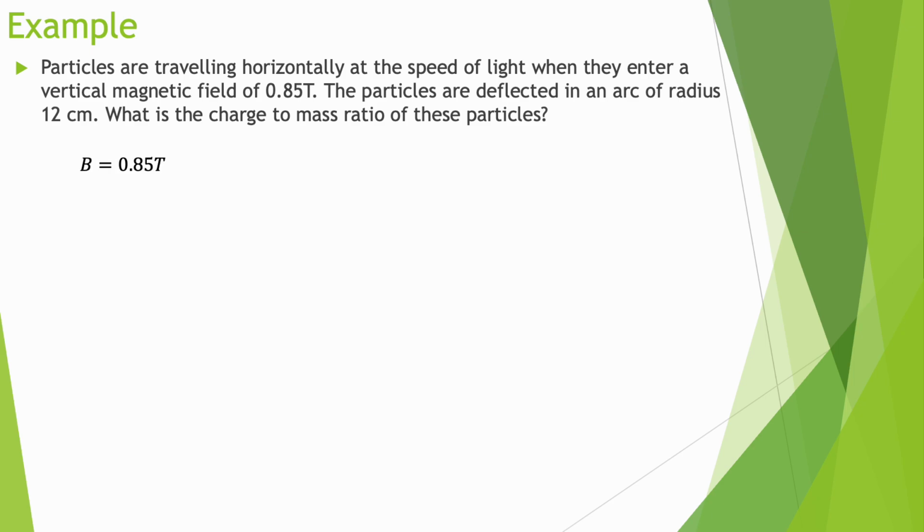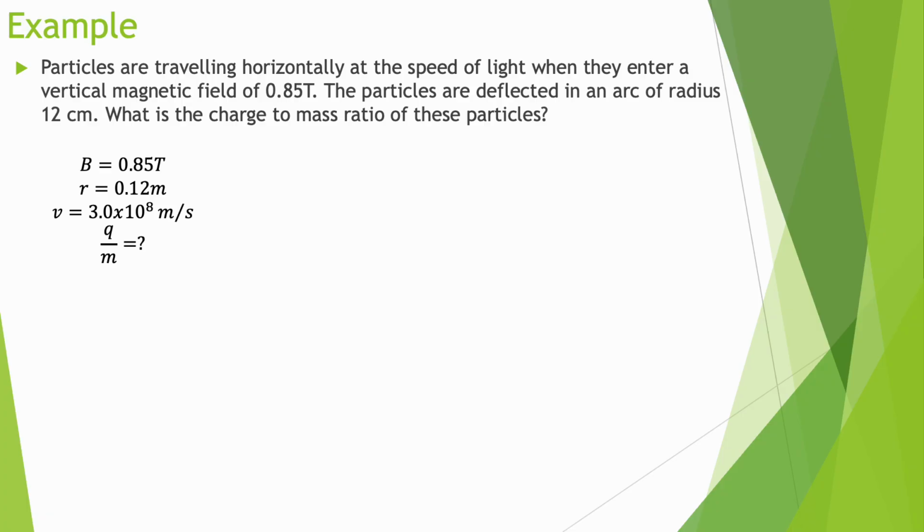So we know our magnetic field is 0.85 teslas. We know our radius is 0.12 meters. Our speed is 3 times 10 to the 8 meters per second because that's the speed of light. And we want to know our charge to mass ratio. So to get our charge to mass ratio, we're going to actually combine a couple different equations.